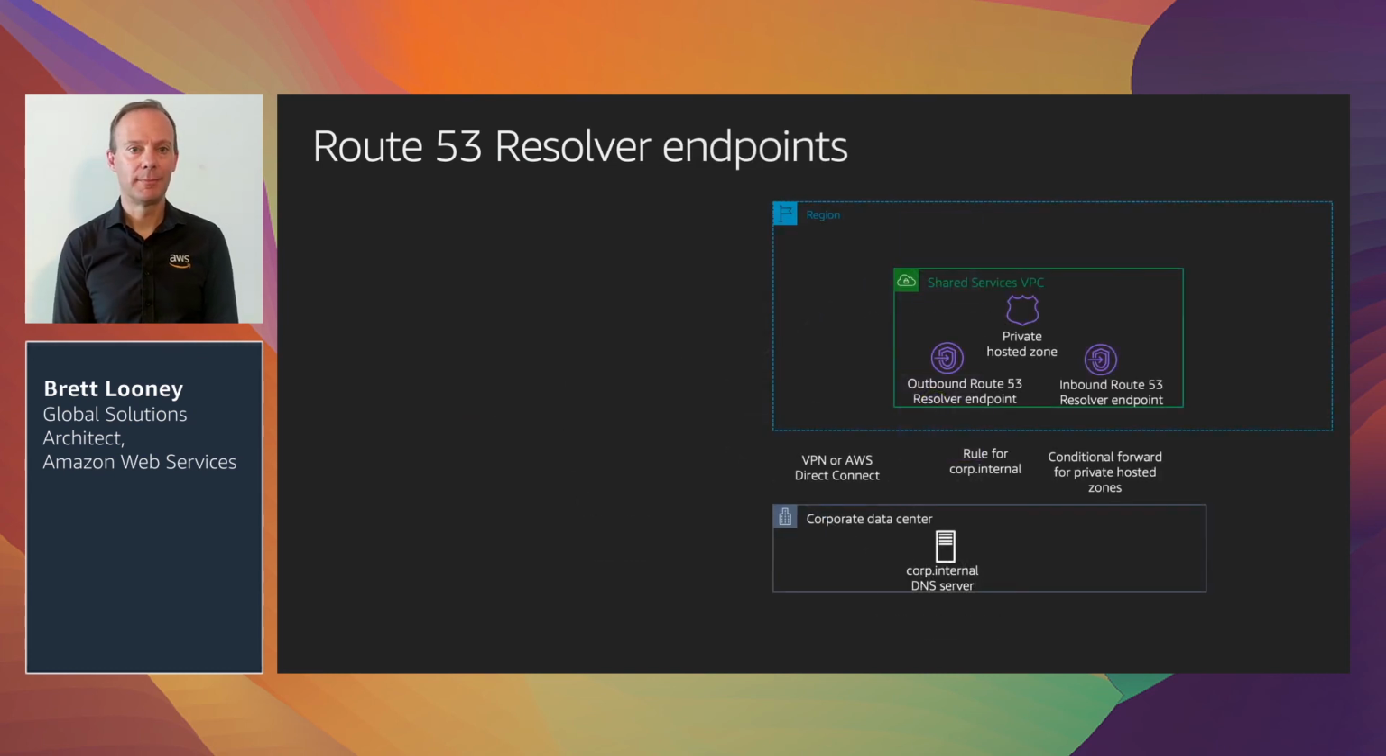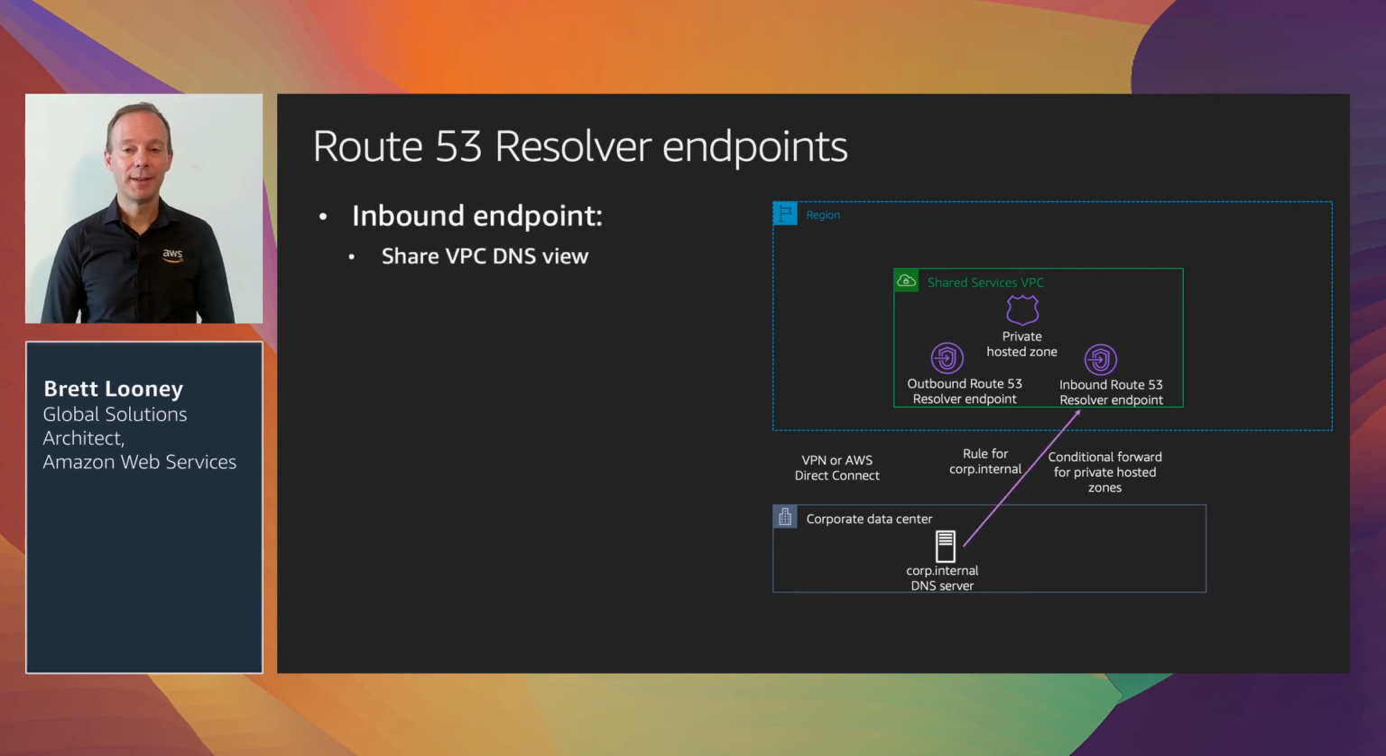So here's an example. There are 2 types of resolver endpoints. There's an inbound and an outbound, and they do pretty much what you would expect. The inbound endpoint is used for things outside the VPC, pretty much stuff that's on premises, to look up things inside the VPC. So you create an inbound Route 53 resolver, you point your on-premises DNS at it, and then it can look up things inside the VPC.